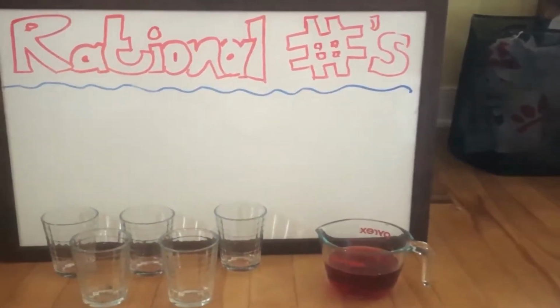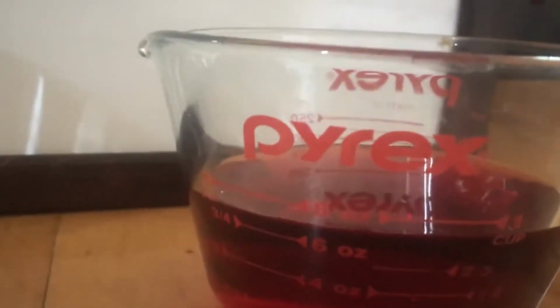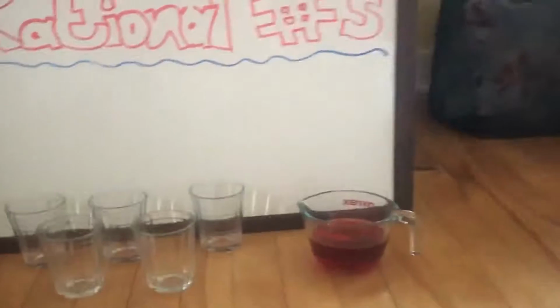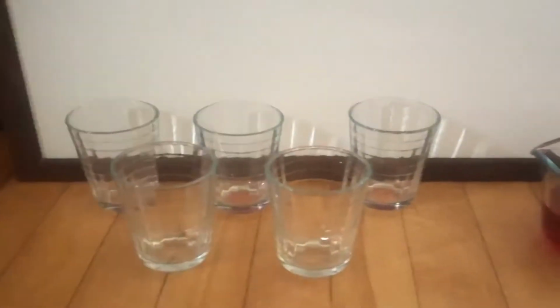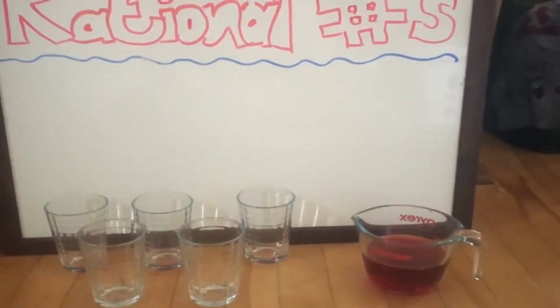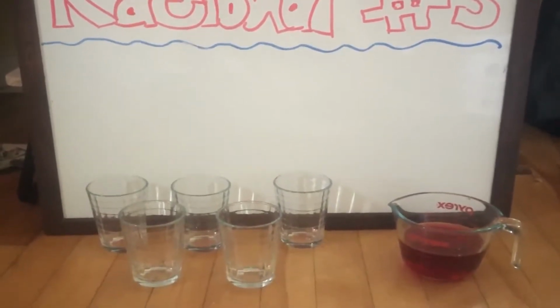Okay, let's do a real life example. Say we're cooking with 3/4 cup of juice. Here I have a little more than 3/4 cup, but we'll say it's 3/4. And we need to split it into 5 equal size containers. How do we divide 3/4 into 5? Well, let's do it.